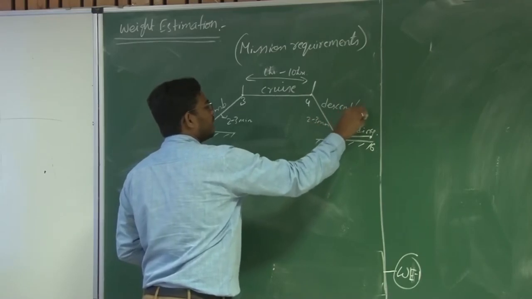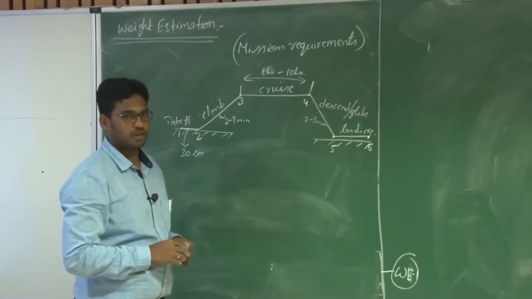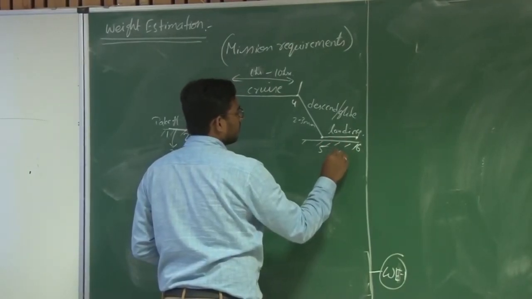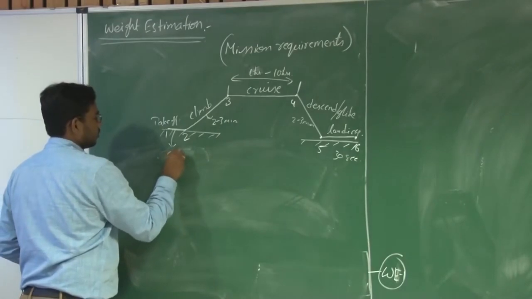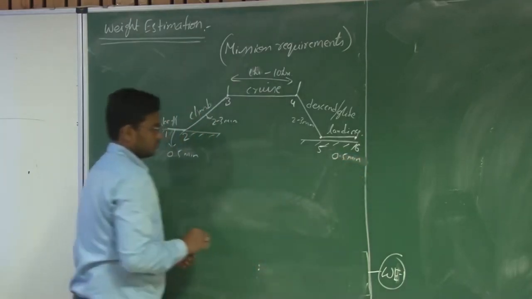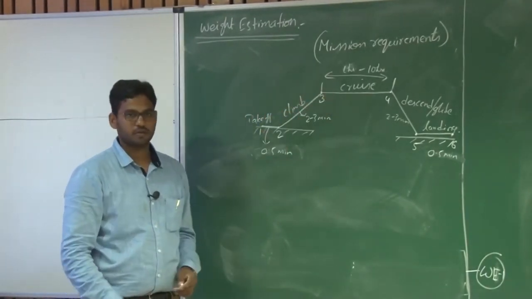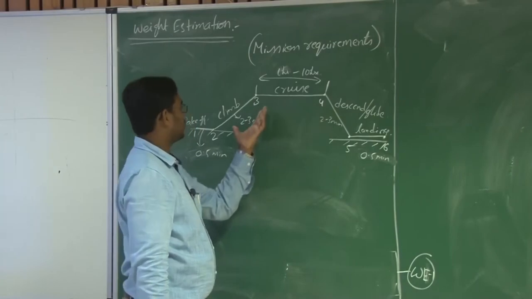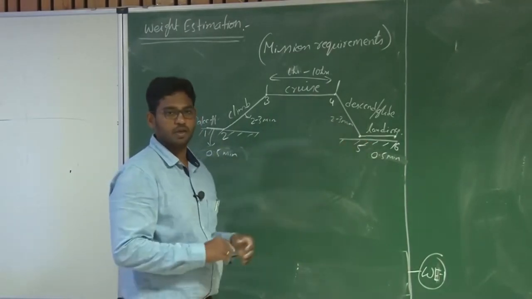Generally, it will be a gliding flight, where the fuel consumption is very, very minimal, right? And once you have landed, it may take around 30 seconds or 0.5 minute. So that's 0.5 minute. This is also about 0.5 minute. So now it is clear that the fuel consumption is maximum during cruise, right? That means if you look at the fractions, W4 by W3 will be higher compared to W3 by W2 and W2 by W1, right? At the same time, W5 by W4 and W6 by W5.